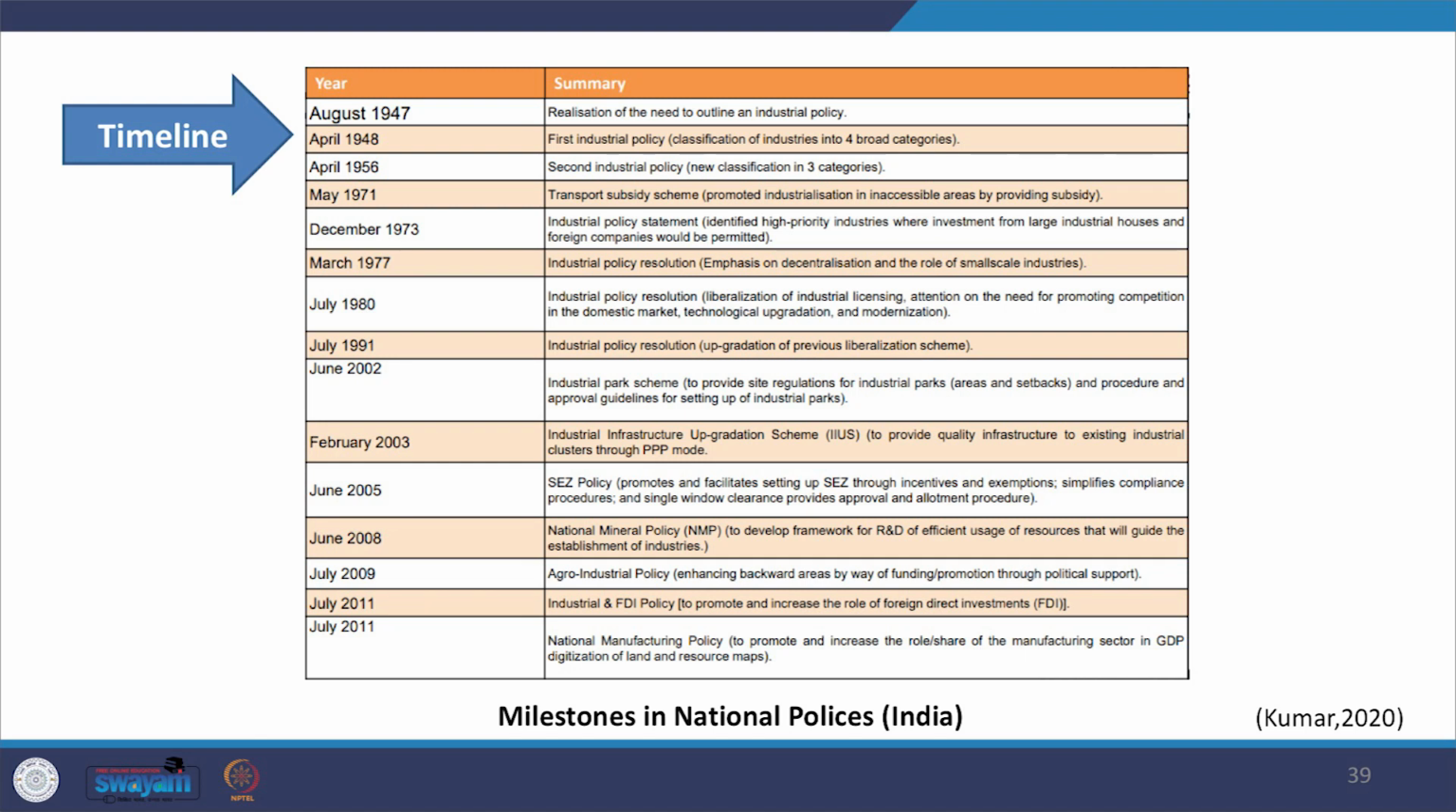Coming back to our timeline, we further see that in 1971, the transport subsidy scheme was brought in to improve accessibility to the industrial areas. So with transportation and access coming in, there was a lot of improvement. In the year 1973, high priority industries were identified for large industrial houses, and foreign companies would be permitted in these corridors. Further, in 1977, the Industrial Resolution for Decentralization, and further in 1980, through another resolution, we see liberalization was promoted through ease of licensing with the intention to promote competition in the domestic market, technological upgradation, and modernization.